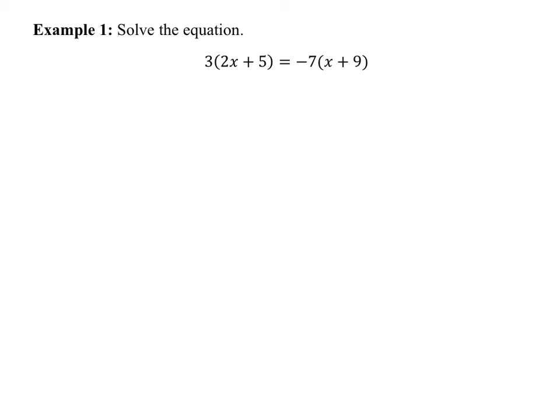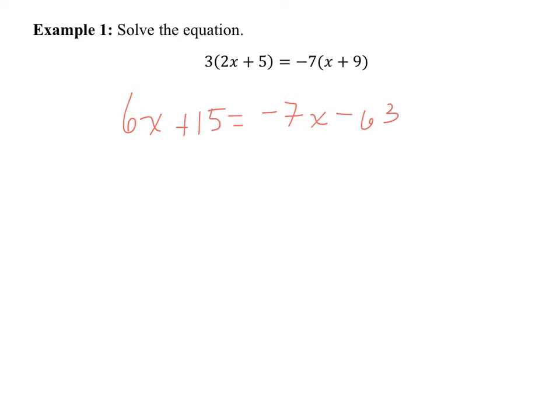Alex? Yeah, start by distributing, please. By dividing by 3 or -7, you won't gain any ground. So I would definitely distribute first. Alex, what does that give me in the next line if I distribute? That will give you 6x plus 15 equals -7x minus 63.